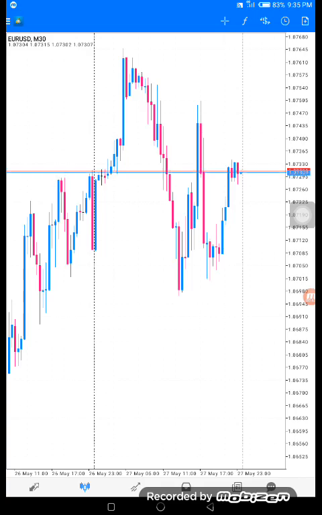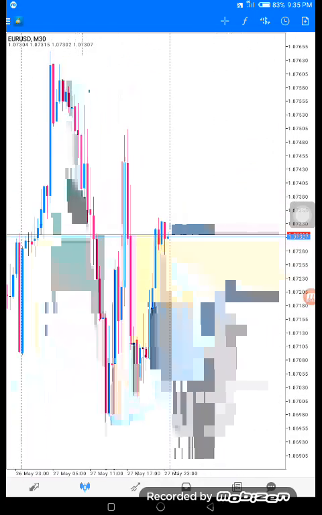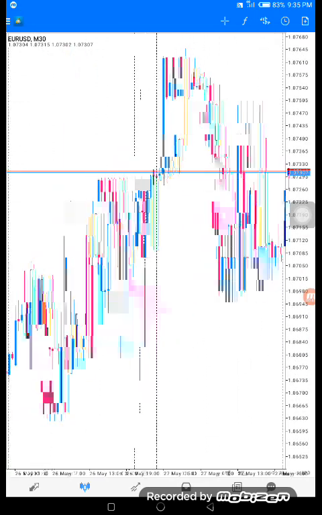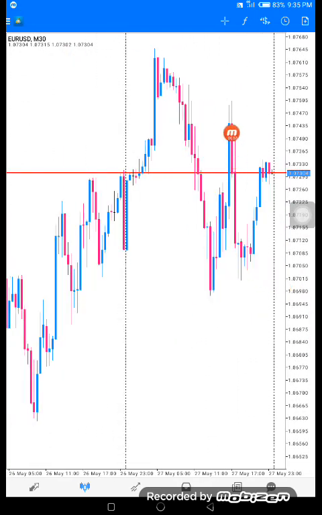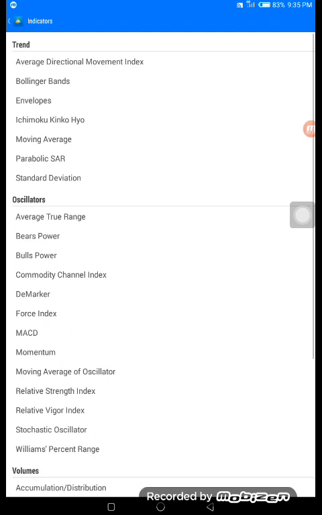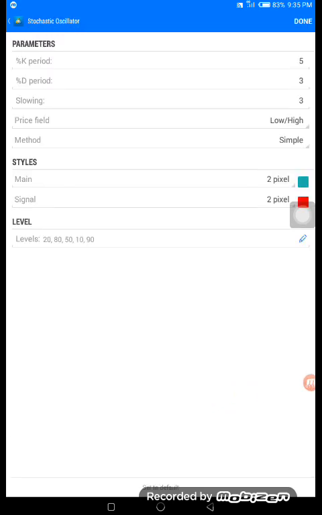All right. So now this is your main chart. You go to the F button, for those that do not know it, this F button. Click on it. Now the first indicator that we're going to put in is the stochastic oscillator. You look for it. This is the stochastic oscillator. That's the first indicator we're going to put in now. You click on the stochastic oscillator.